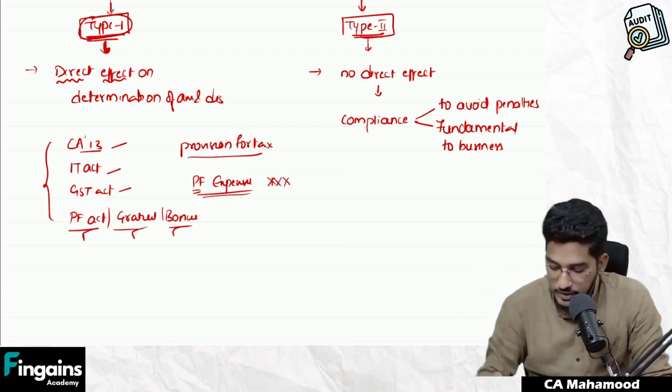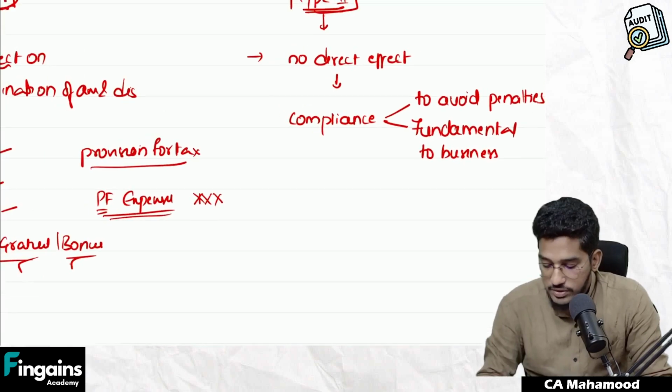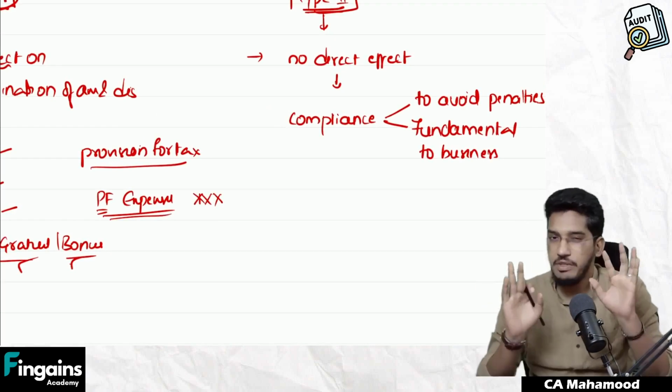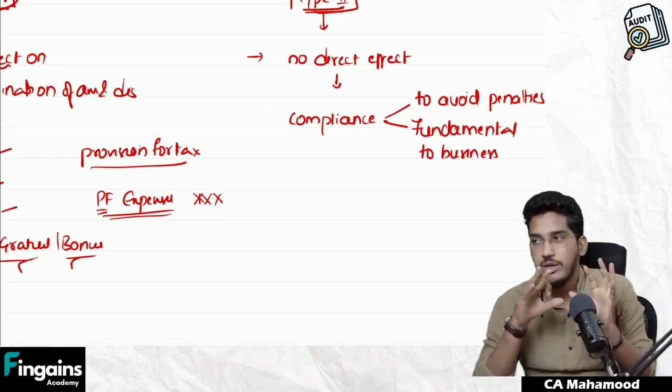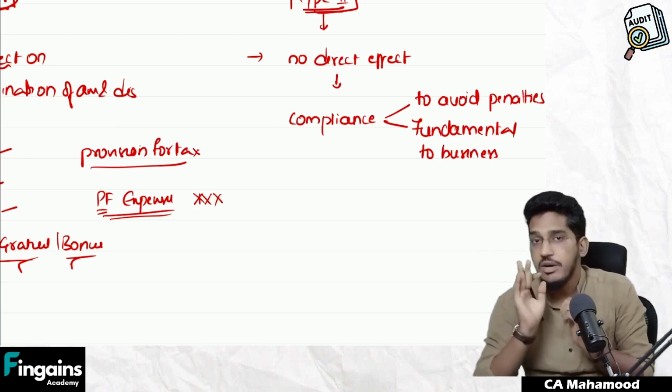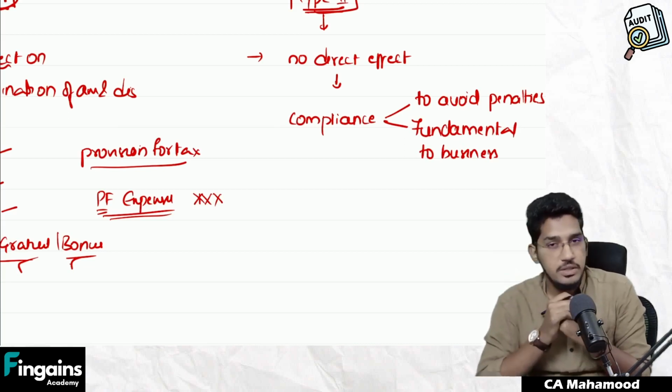Clear about type 1? Now, let us give some examples for type 2. Which laws will fall under type 2? Type 2 laws contain those laws which do not have direct effect on financial statements. They are not going to directly have any impact on determination of financial statements. But still you have to comply with them. Why do we have to comply with them? Why?